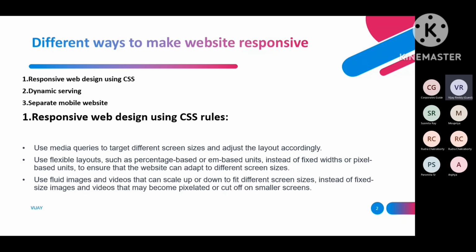Using media queries to target different screen sizes and adjust the layout accordingly, and using flexible layouts such as percentage-based or EM-based units instead of pixel-based units to ensure that the website can adapt to different screen sizes, and using fluid images or videos that can scale up or down to fit different screen sizes, instead of fixed-size images and videos that may become pixelized or cut off on smaller screens.